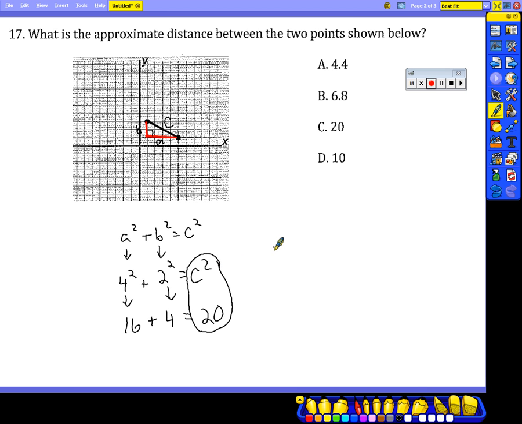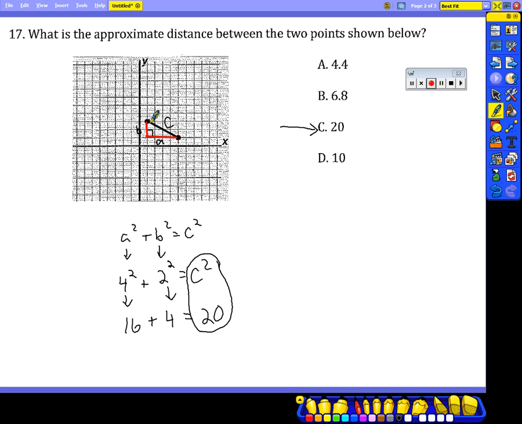But be careful. Look at this. Look, you see how they're trying to trick us? They'll do that on CRCT also. They gave us an option where C equals 20. They are really trying to trick us here because guess what? C does not equal 20. We never said it did. What we're saying is C squared equals 20.